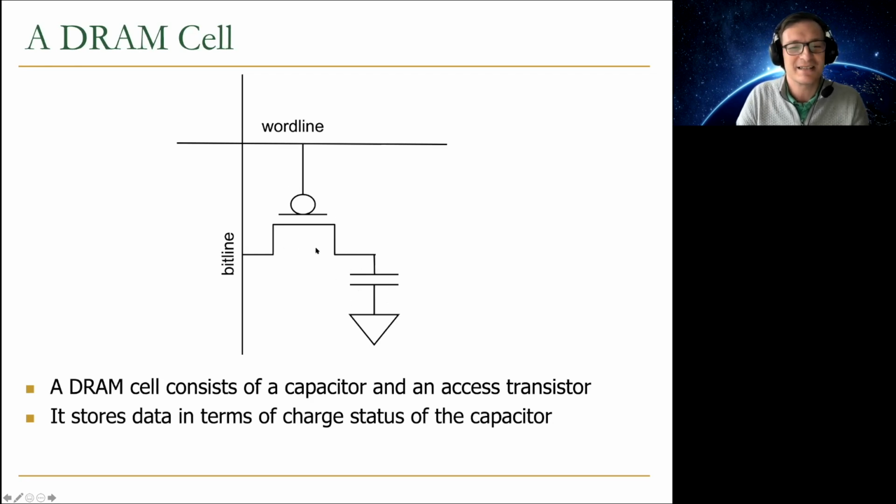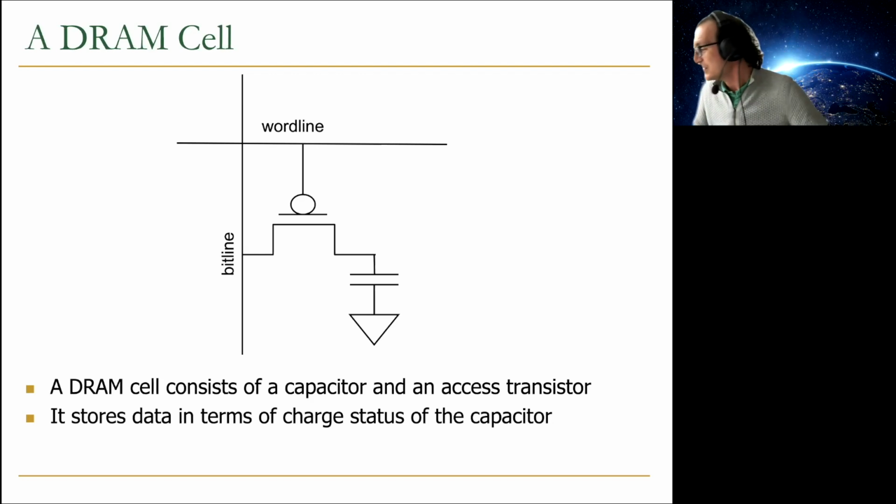And the access transistor is used to actually access this data. So basically, the data is stored in the capacitor in terms of charge, and you need to be able to actually access that charge. The presence of charge indicates a 1, let's say. The absence of charge indicates a 0. That's, of course, an encoding issue.